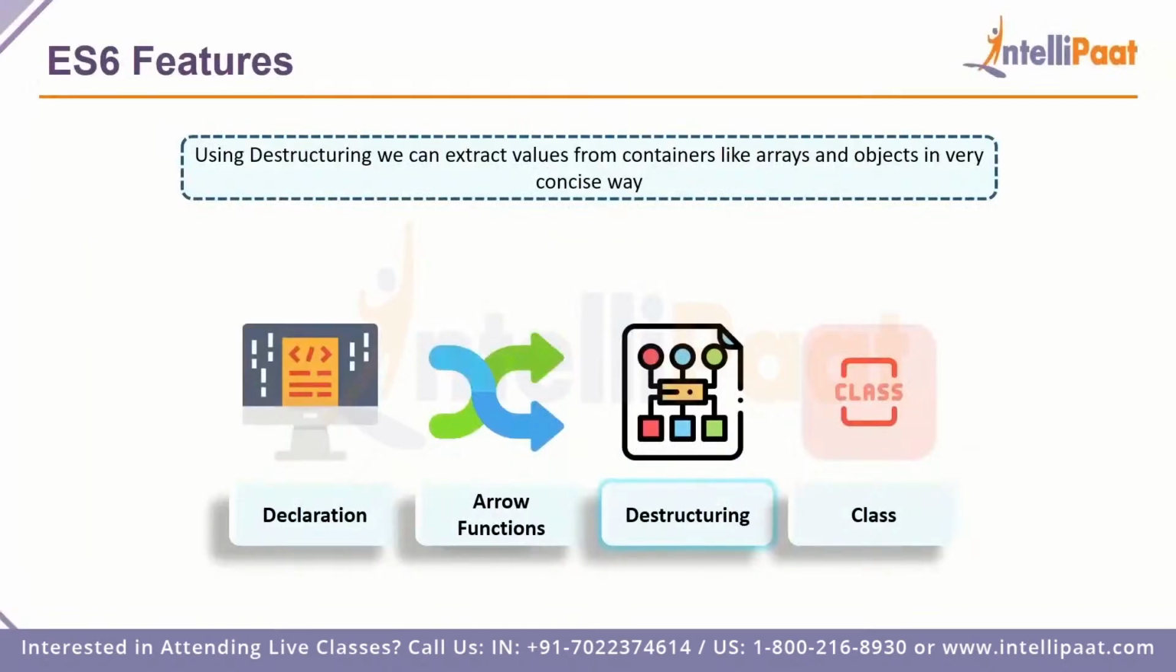Let's take a look at destructuring. So arrow functions are quite easy to understand, but destructuring is a little different from arrow functions. Instead of using the same syntax but modifying it a little bit, we'll be using a new construct in destructuring. So when we're destructuring, we can extract values from containers like arrays and objects in a very concise way. It often happens that we have an array or an object and we want to extract some values out of it and assign them to a variable.